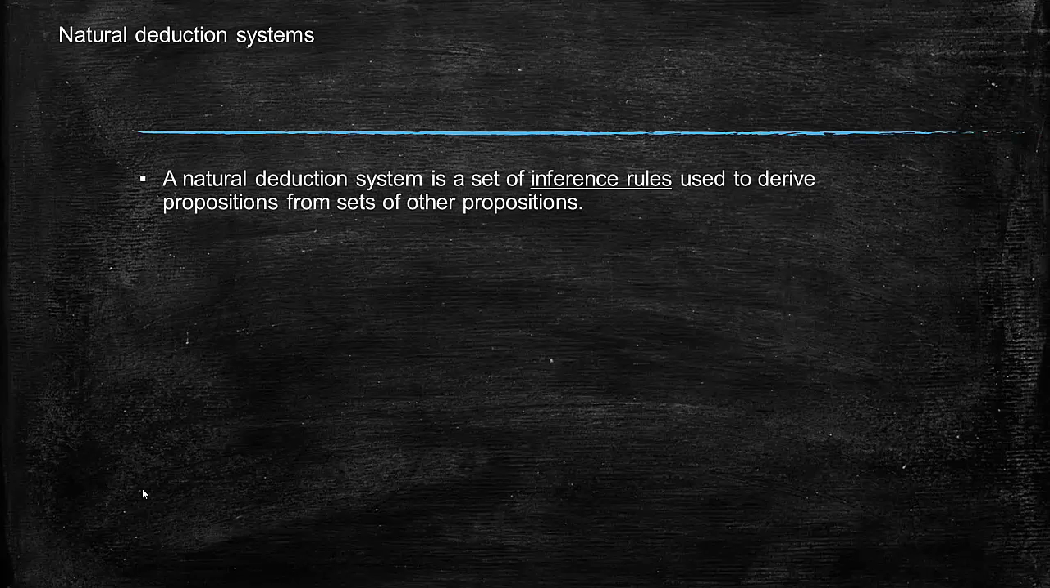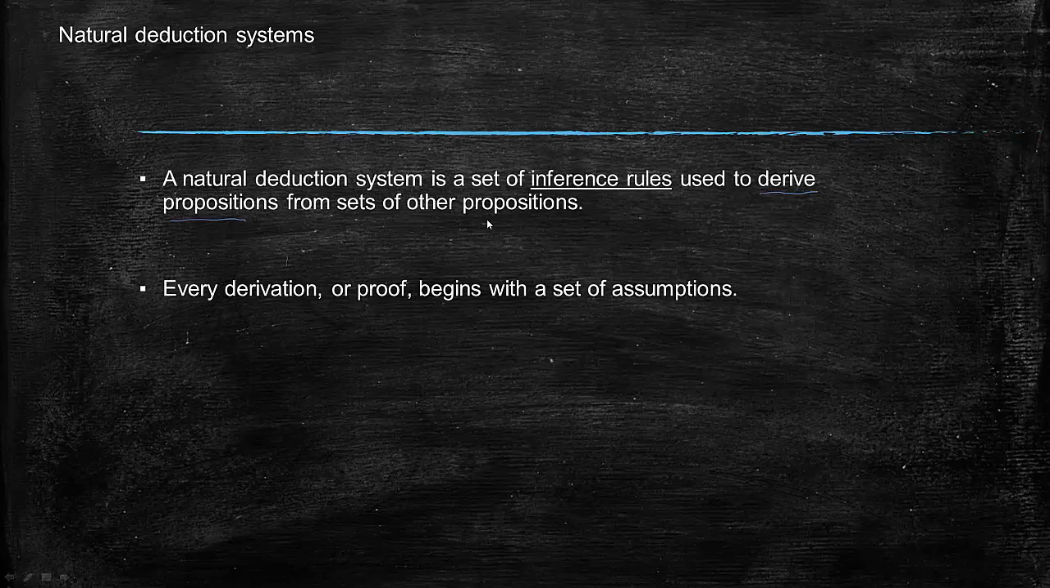Okay, so when we talk about a deduction system or a natural deduction system, what we mean is that we have a set of inference rules that we use to actually derive propositions from sets of assumptions or other propositions. So that's different than the refutation tree system, because we don't actually derive propositions in that system. We just use that to check for whether or not an argument is valid or invalid.